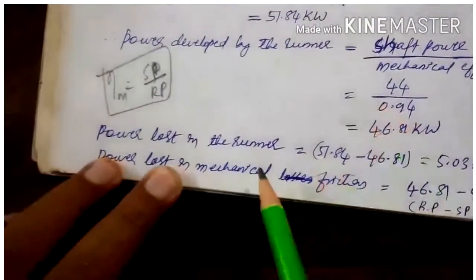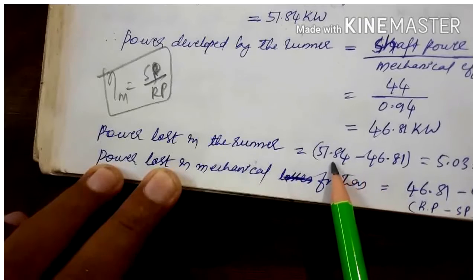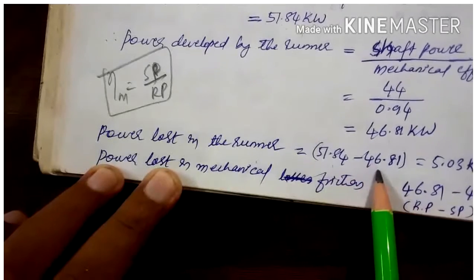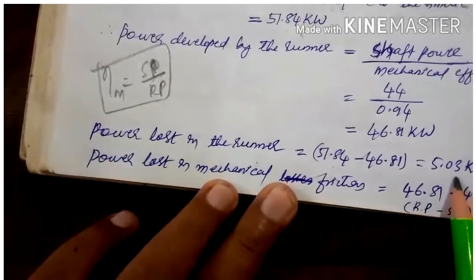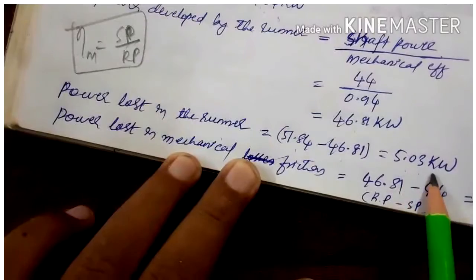Now the power lost in the runner. Power lost in the runner will be the power available at the exit of the nozzle minus the power available at the runner, which gives the power lost in the runner as 5.03 kilowatt.